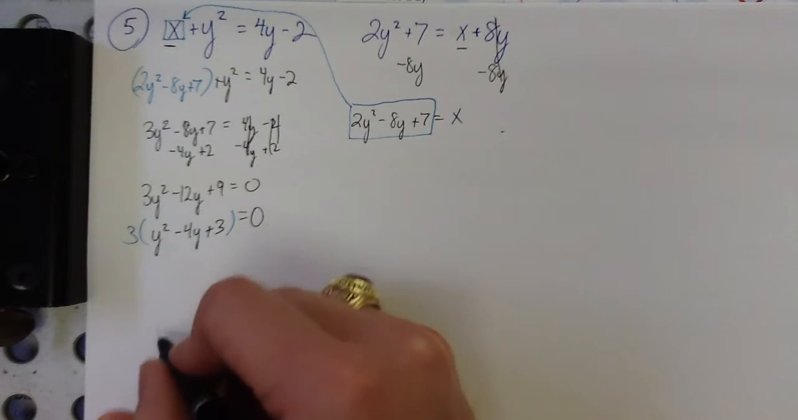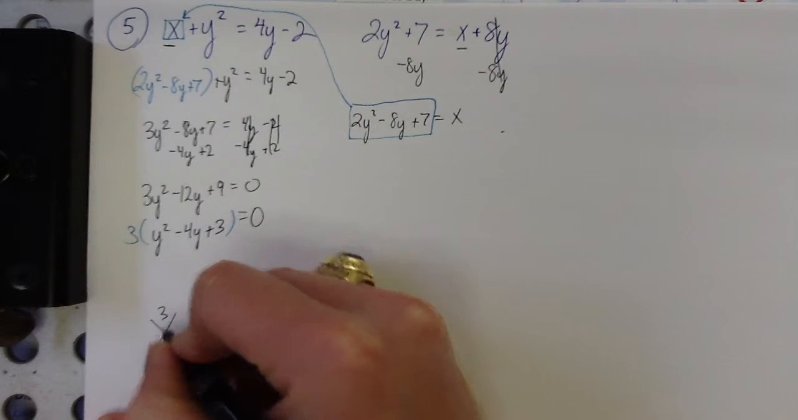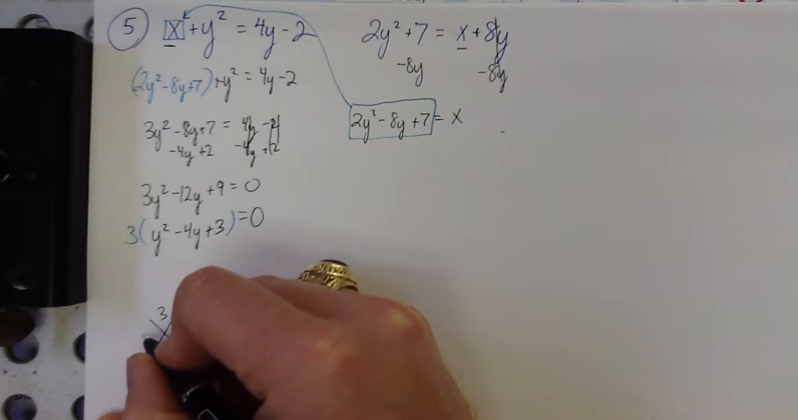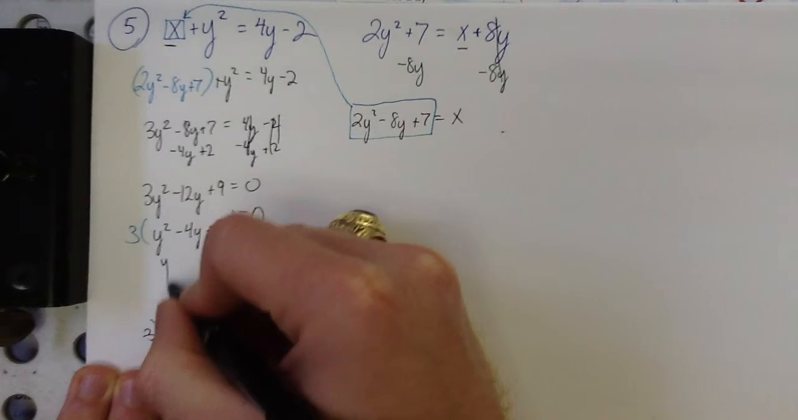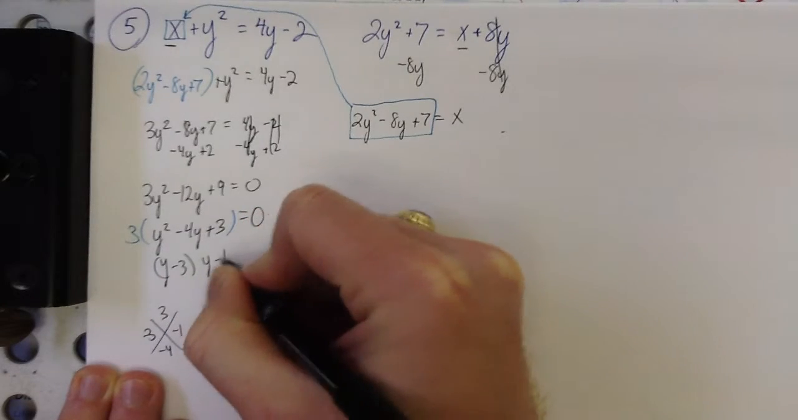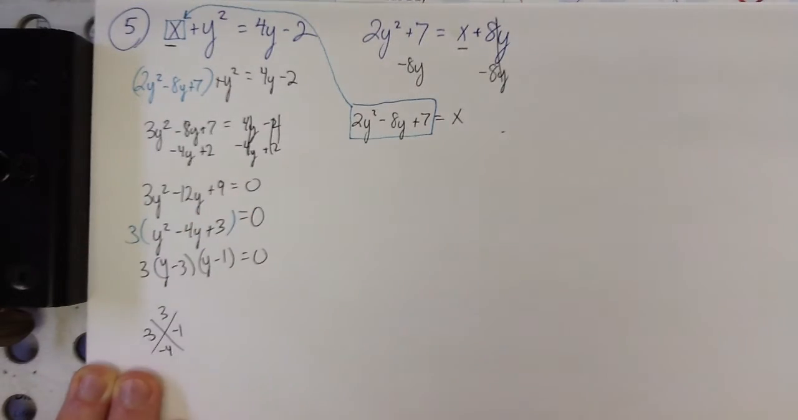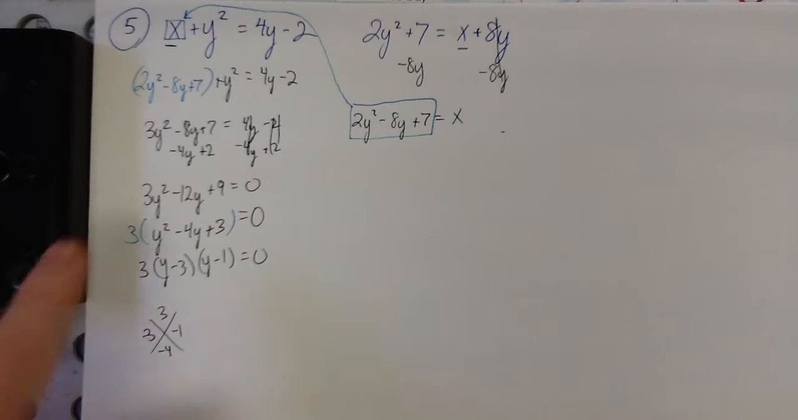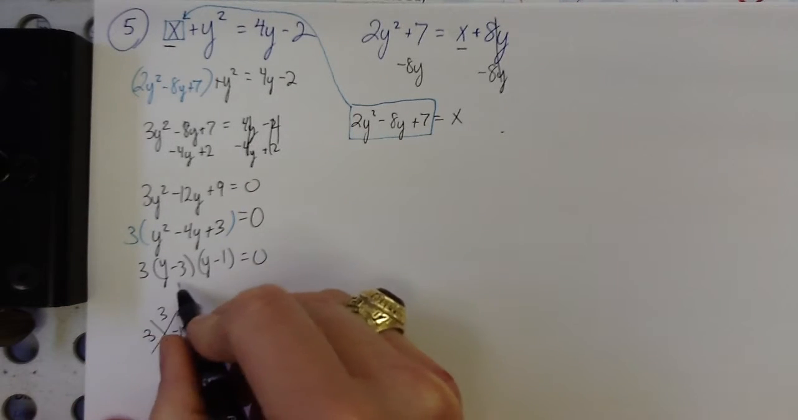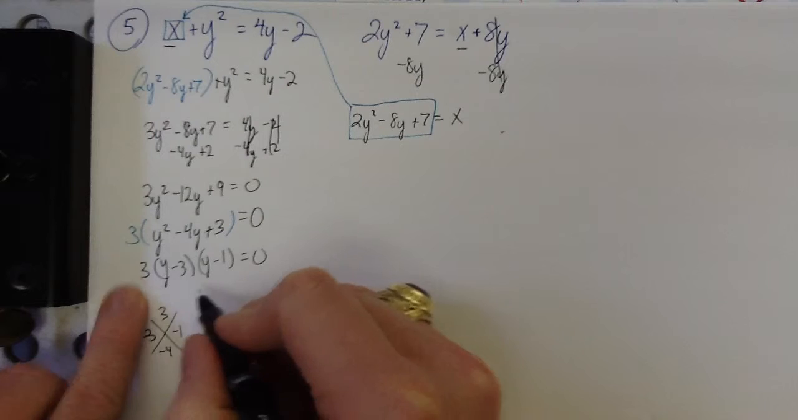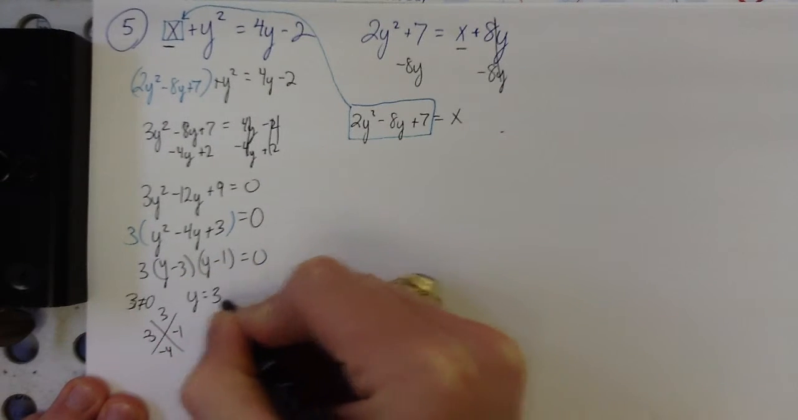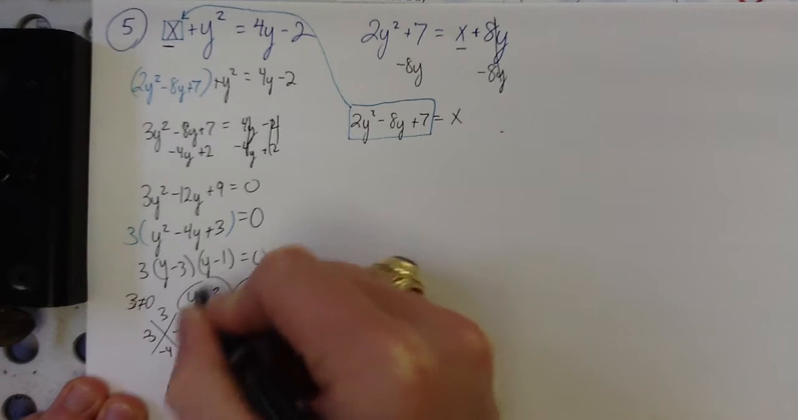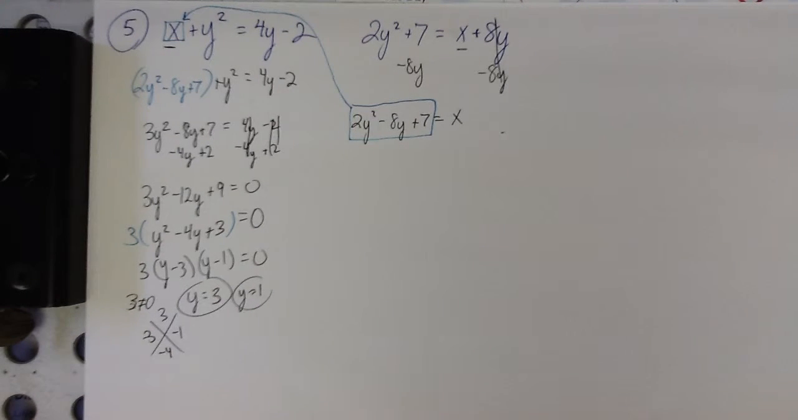Okay? So think of factors of 3 that would add up to negative 4. That's going to be, too late in the day here, negative 3 and negative 1. So y minus 3 and y minus 1 equals 0. If you want to keep that 3 out front, you can. I'm usually big on keeping everything coming down. So all 3 of these things equal 0. 3 doesn't equal 0. That's totally illogical. Throw it out. That means y equals 3 and y equals 1. Okay, so 2 solutions on this one.